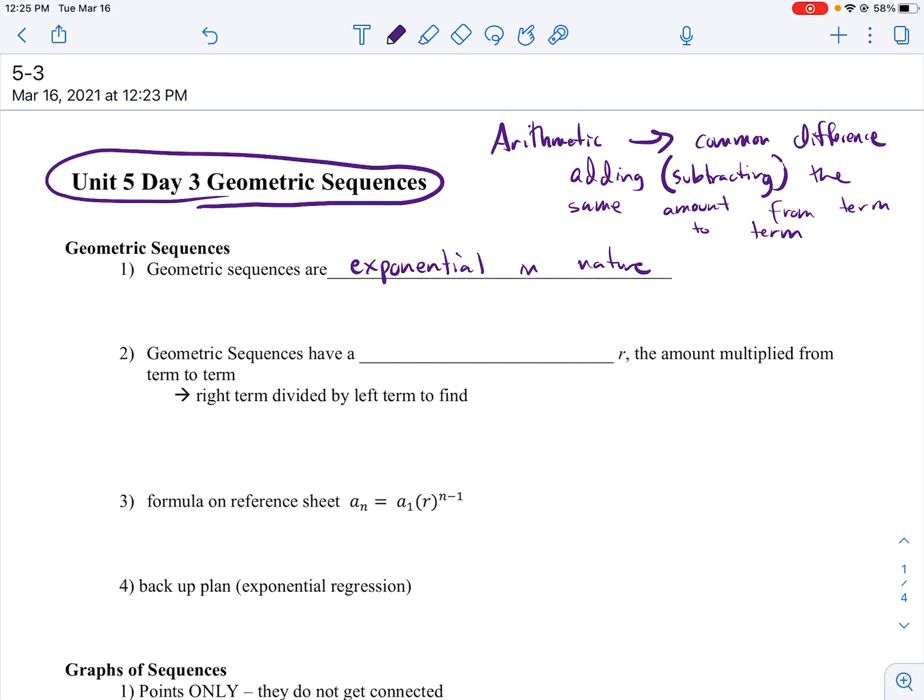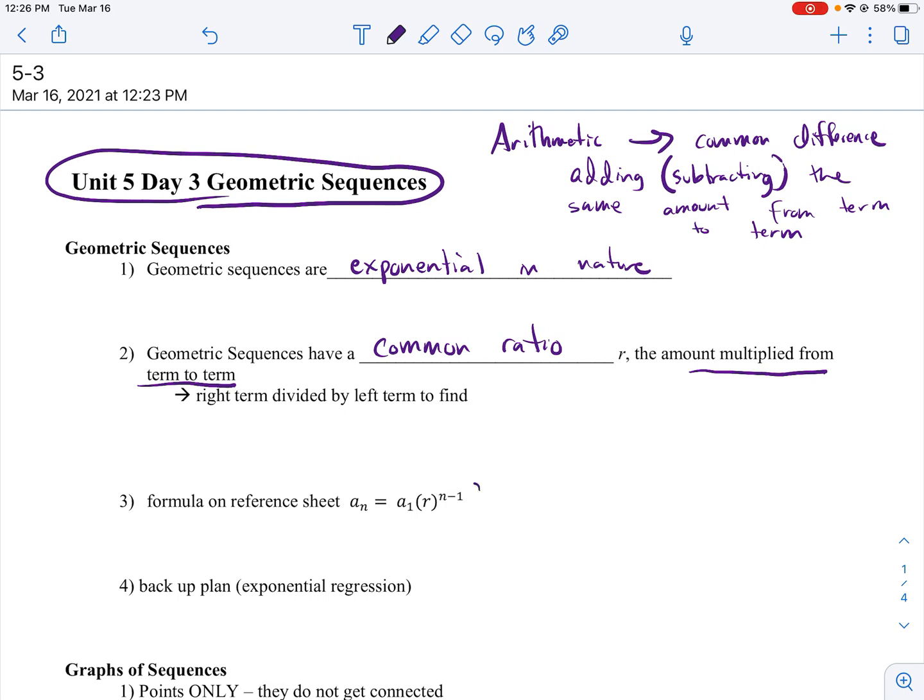So geometric sequences have a common ratio, which is the amount multiplied from term to term. So that's the difference between arithmetic and geometric. In geometric, we are multiplying by the same amount from term to term, and in arithmetic, we are adding, or quote unquote subtracting, adding a negative number or adding the same amount from term to term.